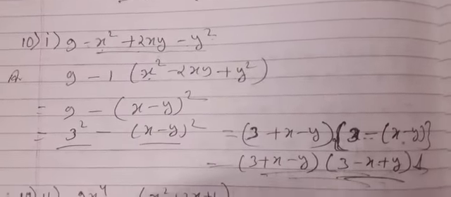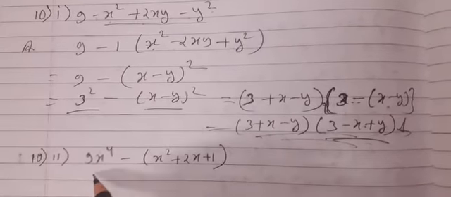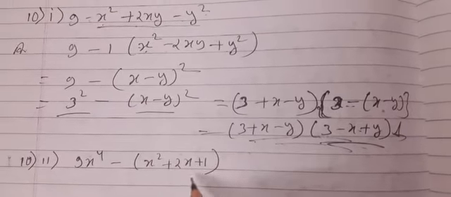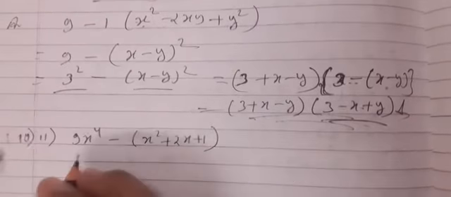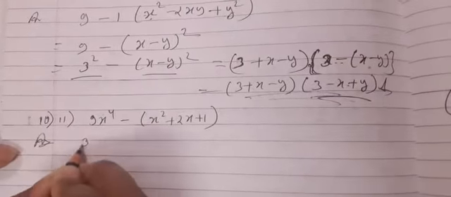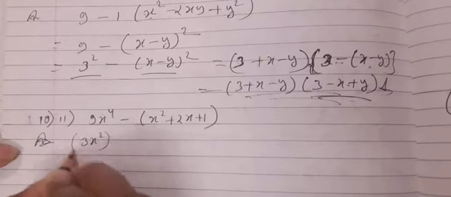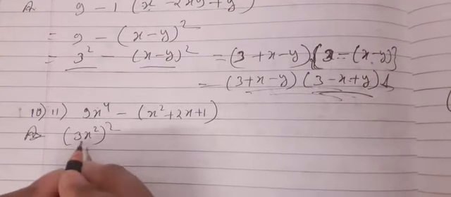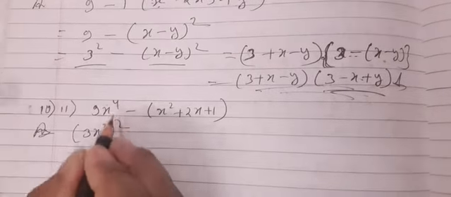Okay, now see what is given in question number 10, second part: 9x to the power 4 minus x square plus 2x plus 1. Now we may convert it into (3x square) square. We can write it like that. 9x to the power 4 means what? 3 square is 9 and (x square) square is x to the power 4.